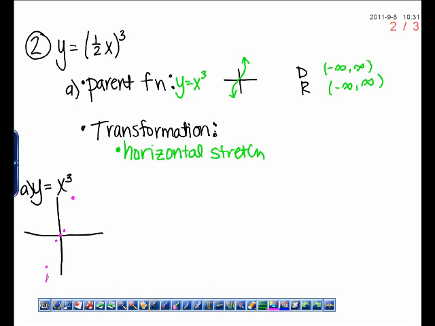So as you can tell, it's really important that you're super comfortable with these parent functions. Okay? You need to know points. You need to know shape. That's why we had you memorize them. Because if you don't know where to start, you have no chance of being able to graph it. All right? Okay. Now let's deal with that horizontal stretch.